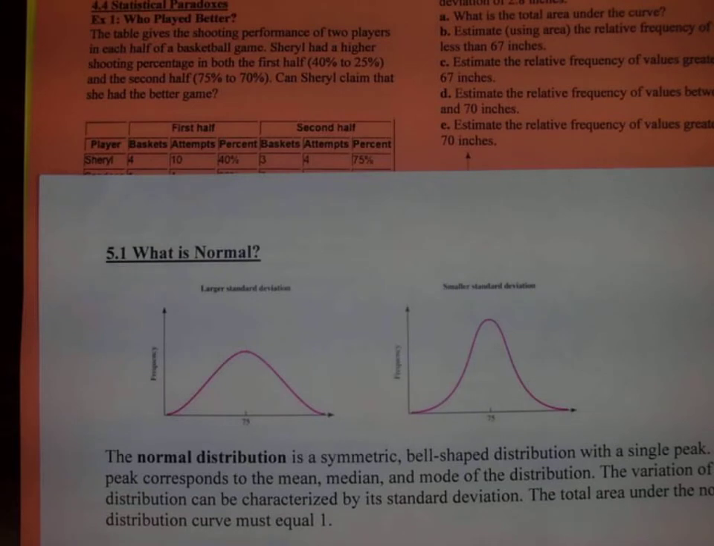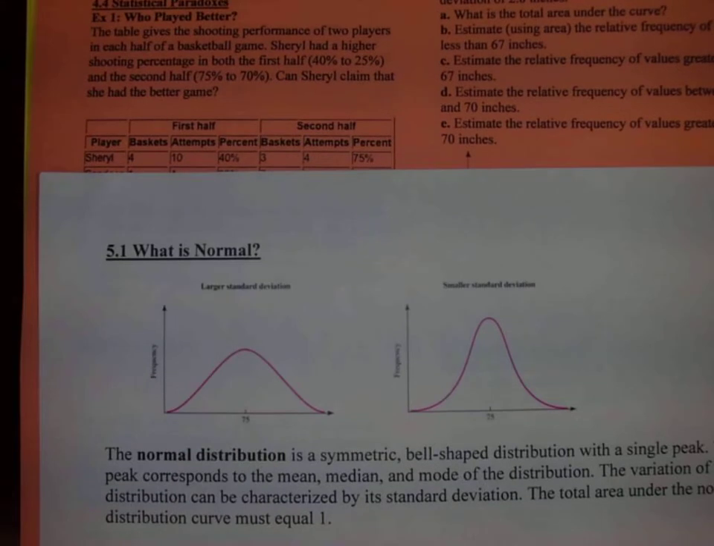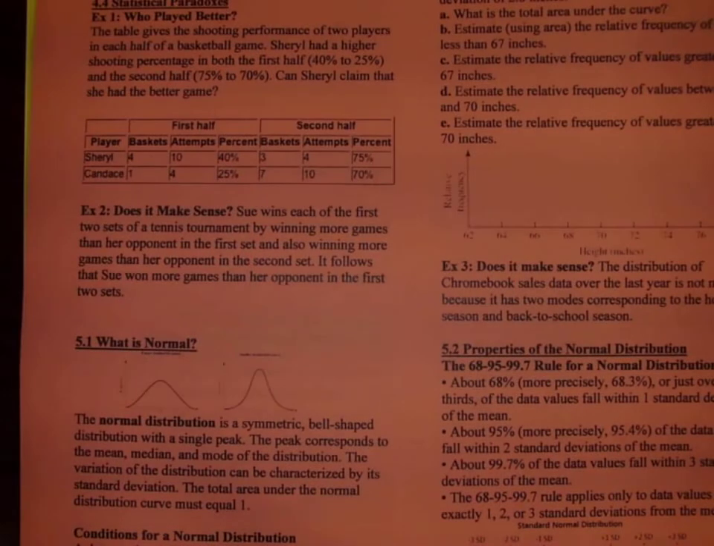The peak corresponds to the mean, the median, and the mode, because remember we talked before that if it's symmetric, the mean, median, and mode are equal. The variation of the distribution can be characterized by its standard deviation, and the total area under the curve, no matter how the curve looks, is going to be equal to 1. All right, so the total area under this curve will be equal to 1.